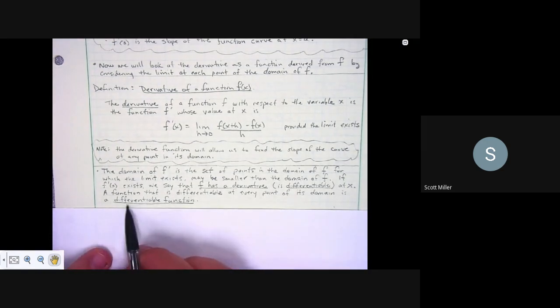So this is a lot of notation or definitions here that they're going to use in questions, but you want to make sure you understand what they mean. So when they say a function is a differentiable function, that basically means that I can take the derivative at every point in its domain.